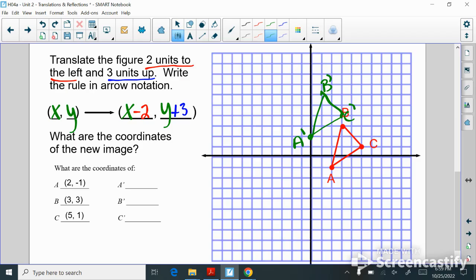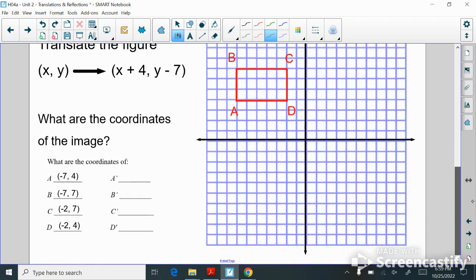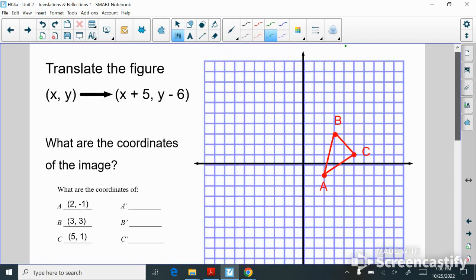Pause the video now and please try these 2 problems in your notes packet on your own, and then unpause and come back to check your answers when you're done.